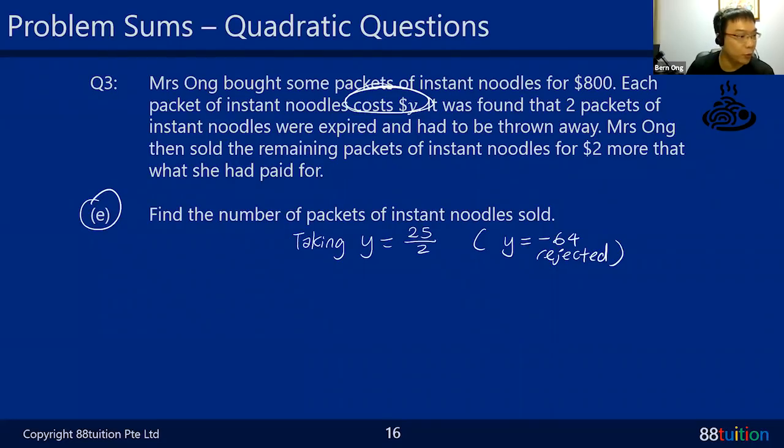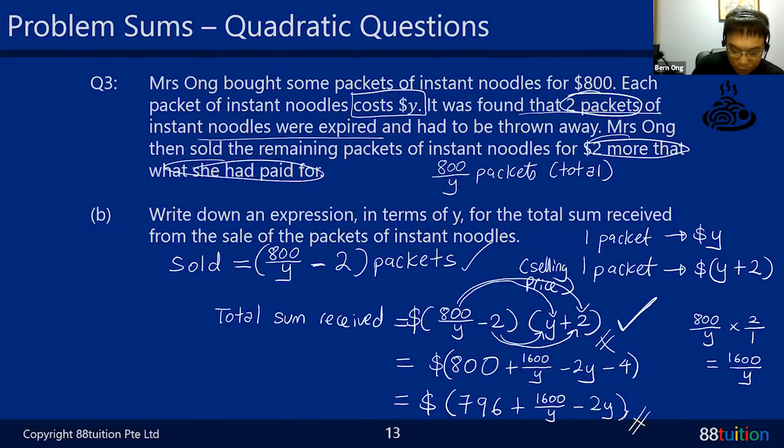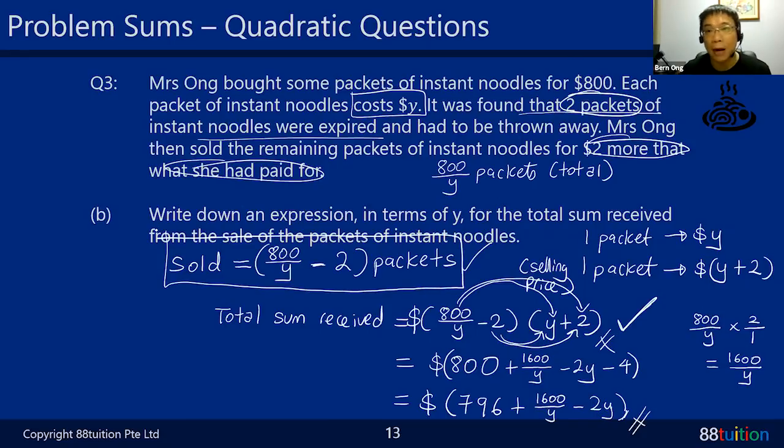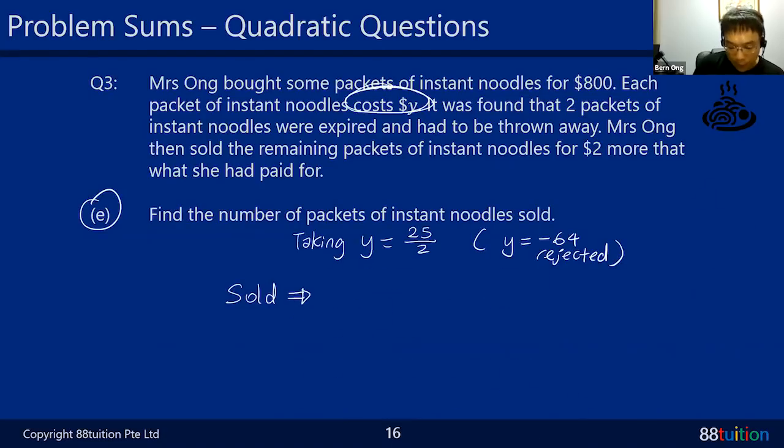All right. So what do you do? Sold means what? Go back to just now that question. Where's my sold? Here, there, sold. Can you see that? This is my sold. So it's 800 over y minus 2. All right, 800 over y minus 2 packets were sold.